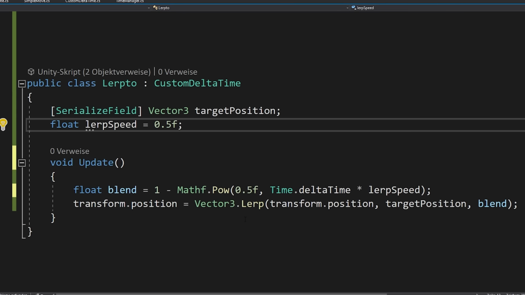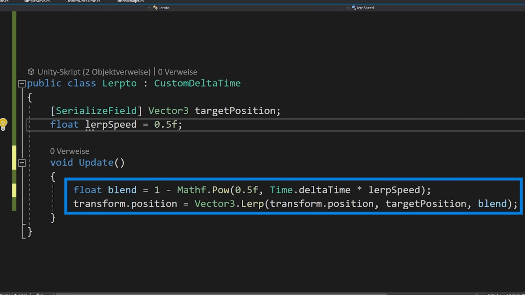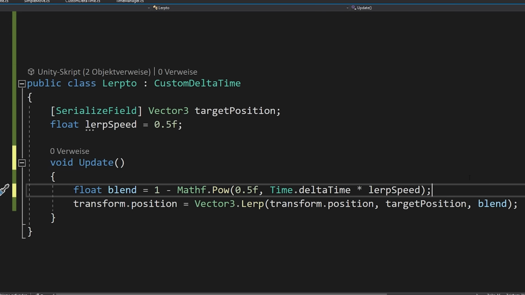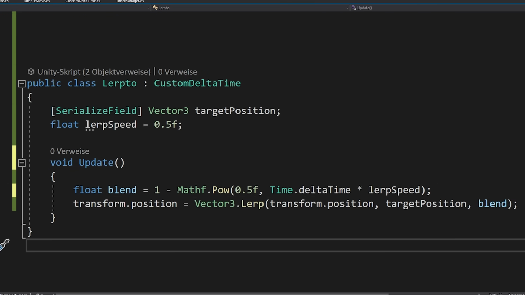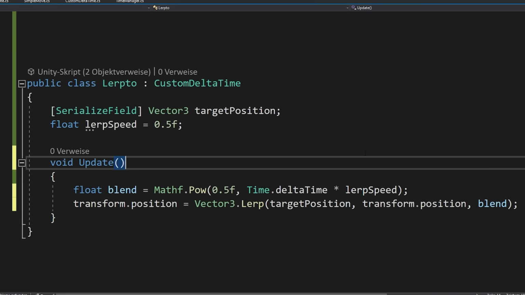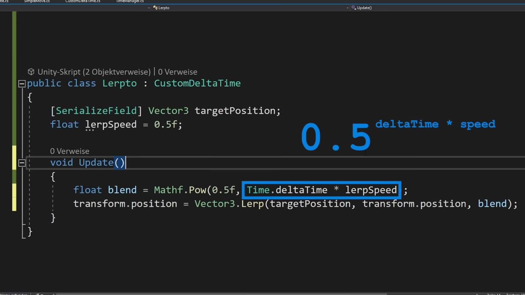Mind blown. All right, I'm just gonna show you the correct solution. Here it is, and it looks a little intimidating, I admit that. The 1 minus, we can remove that, but then we have to switch those two around. So let's do that to simplify that a bit. So we end up with 0.5 to the power of delta time times lerp speed, and that then is the number that we use to blend between our current position and our target position.